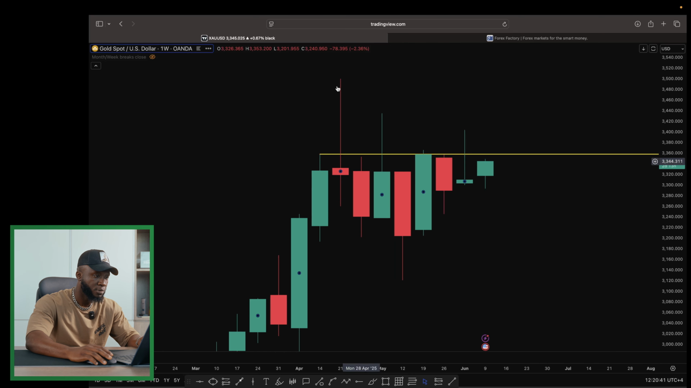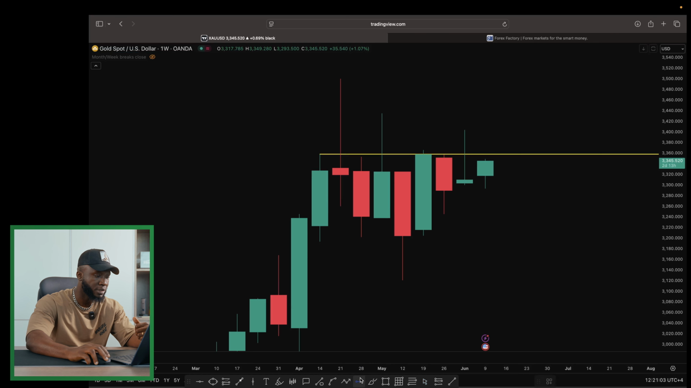No, right? This was just a wick, which means price tried breaking above. We traded around the zone, but we didn't close above it, right? So this was just a rejection. Price tried again, rejected below, right? This also tried, rejected below. So we've not really had any break above this level, which makes this level a key level.